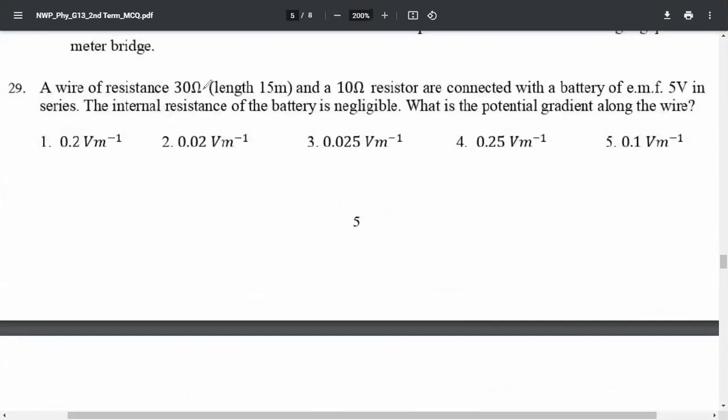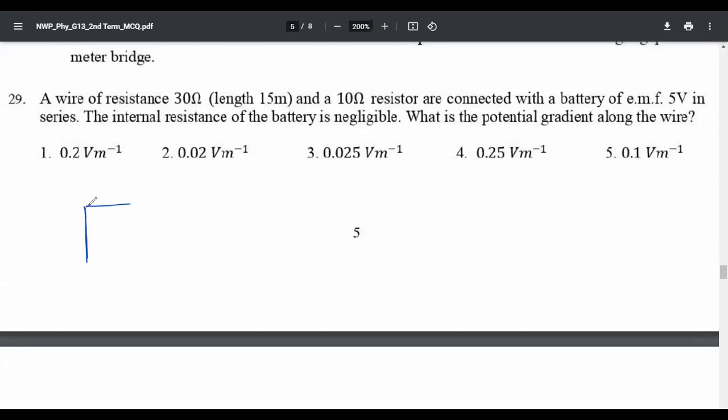A wire of resistance 30 ohm, length 15 meter, and a 10 ohm resistor are connected with a battery of EMF 5 volt in series. So there's a battery of 5 volt, a wire of resistance 30 ohm, and this is the 10 ohm resistor, and the length is 15 meters. The internal resistance of the battery is negligible. What is the potential gradient along the wire? This is the wire. That is easy.